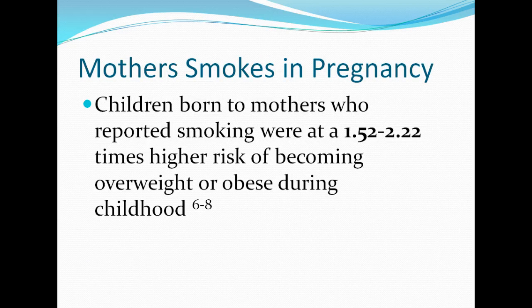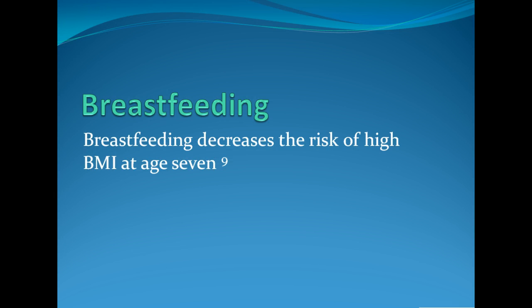Another factor that many studies have shown can contribute to the overweight and obesity epidemic is mothers who smoke in pregnancy. Children born to mothers who reported smoking were at a 1.52 to 2.22 times higher risk of becoming overweight or obese during childhood. And like we said at the beginning, if you become overweight or obese during childhood, you are more likely to be overweight or obese as an adult. Also, mothers who smoke in pregnancy often have small for gestational age infants.